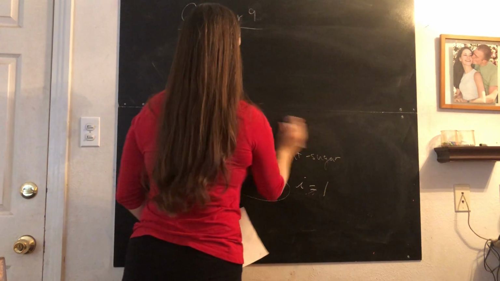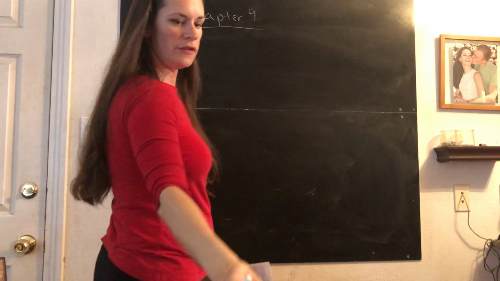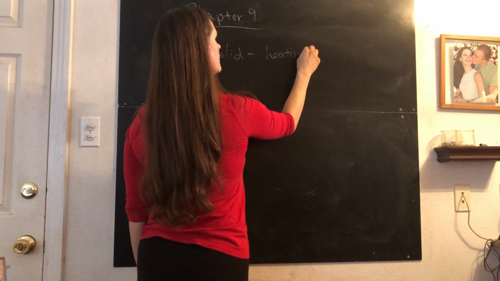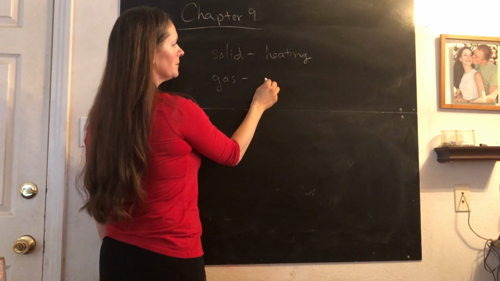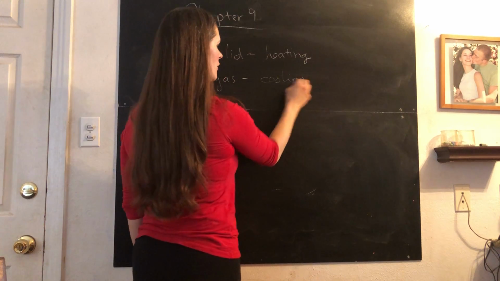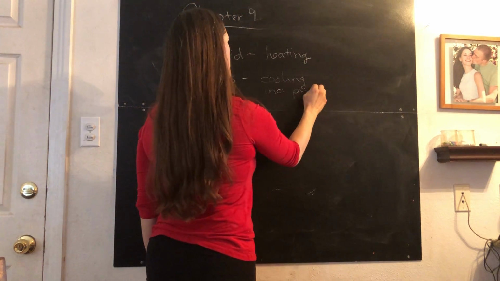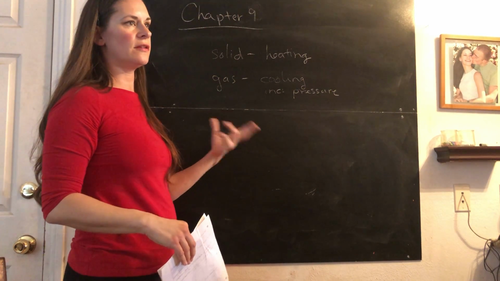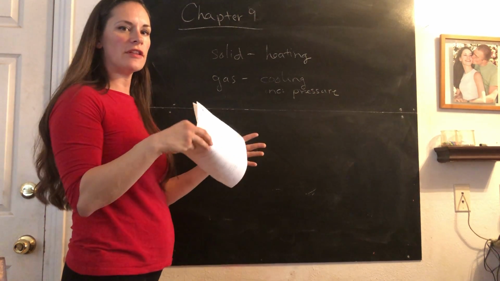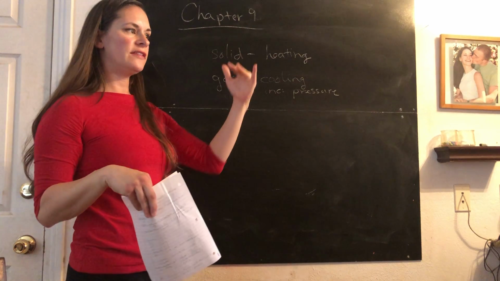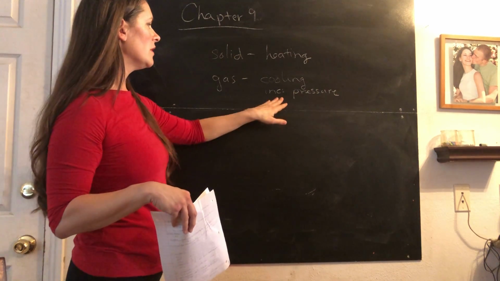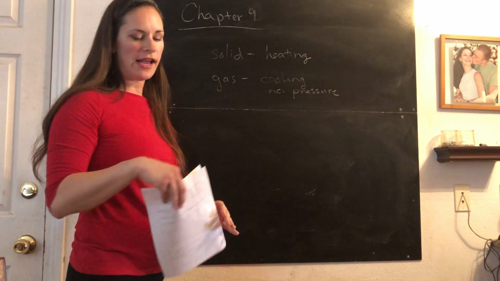How can we increase the solubility of a solid? For a solid, you increase the solubility by heating it. How do you increase the solubility of a gas? By cooling the liquid and by increasing pressure. Okay? And if you think about it, it makes sense. To increase the solubility of a solid, if you heat it, you're adding more energy to it, increasing the motion of that solid. For a gas, you want to decrease the amount that's escaping, so you want to cool it down and give it less energy so that it will stay in solution. Increasing the pressure, you can just think of it as you're pushing the gas down into the liquid.